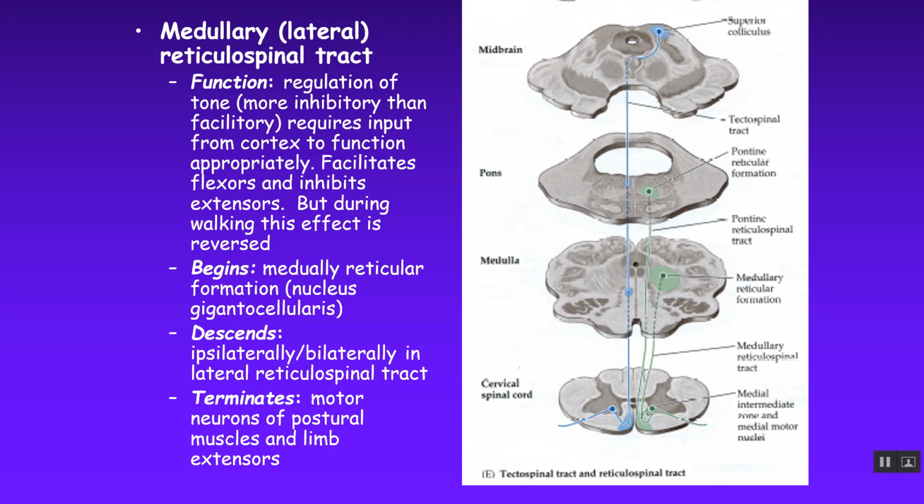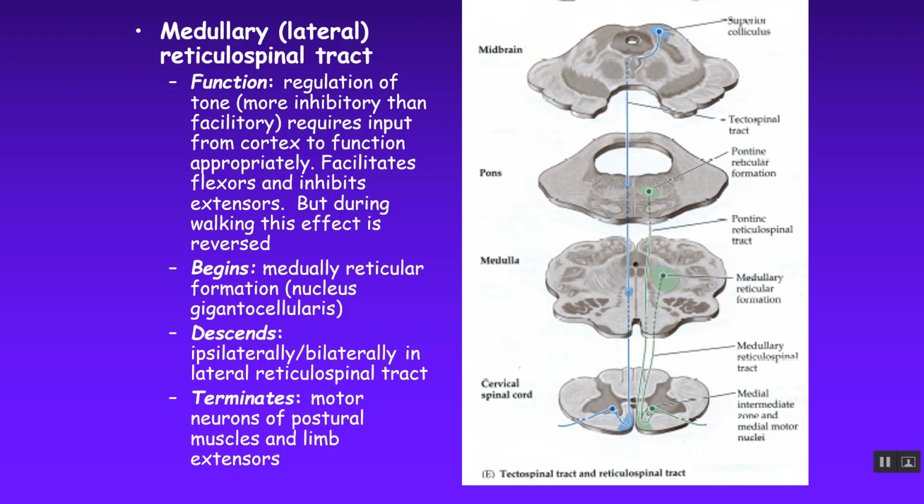So what does it do? It's regulation of tone. When it's doing its baseline job, it tends to be more inhibitory than facilitatory. And in order for it to do its job, it requires input from higher centers in your cortex functioning properly. It tends to then facilitate flexors and inhibit extensors. So it tends to be a counterbalance to all your other medial activating pathways that tend to bias extension overall. This guy biases flexion a little bit, okay?